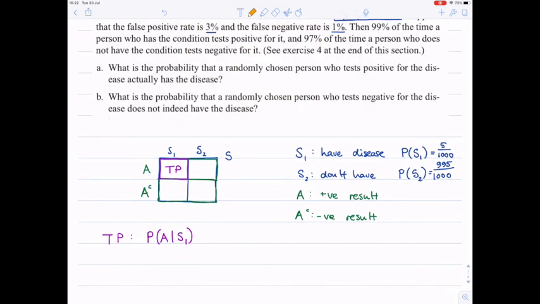The next block that we're going to have a look at is the block below the true positives. So these are people who have the disease, but the test said that they didn't. So this is called a false negative. They got a negative result, but they shouldn't have. And for our false negative, the probability of being in there is the probability that you have the disease, but the test gives you the wrong result.